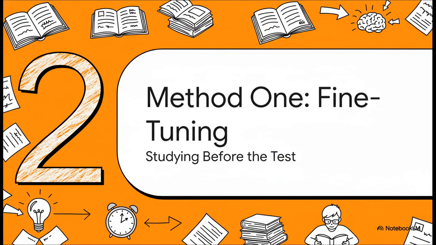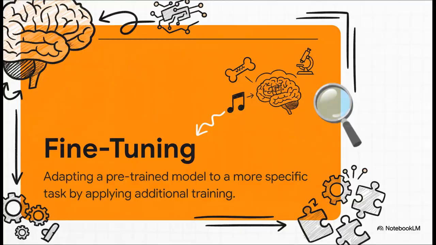Okay, so let's check out our first solution, fine tuning. This is our student who's studying before the test. The whole idea here is to permanently bake new information right into the AI's brain before you even ask it a single question. So the textbook definition calls it a process of adapting a pre-trained model. But what does that really mean?